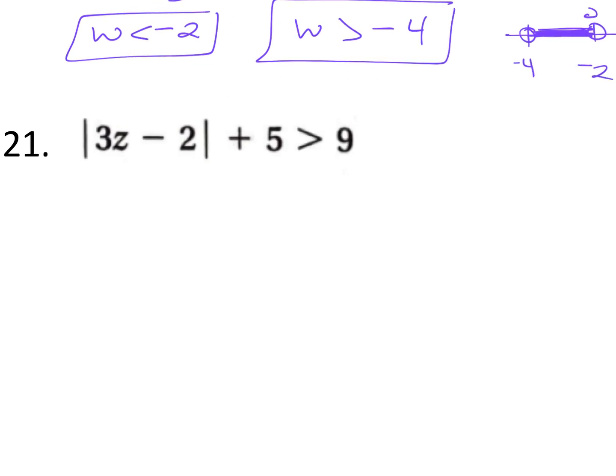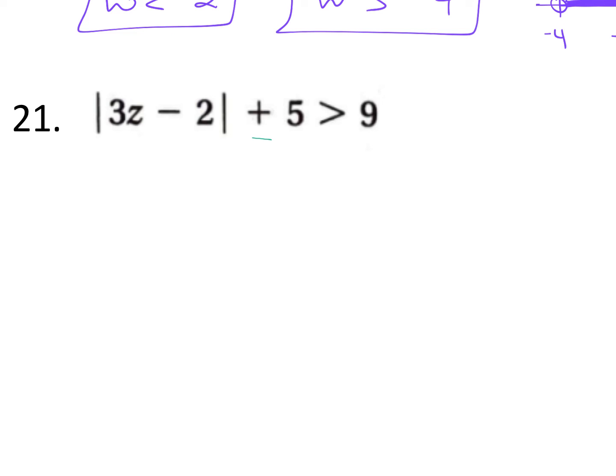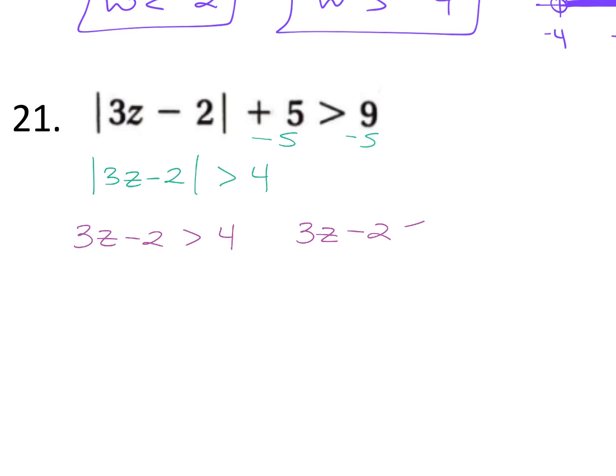All right, what do you do with this one? Take away 5. So absolute value of 3z minus 2 is greater than 4. Now what? Right, 2. So 3z minus 2 is greater than 4, and 3z minus 2 is less than a negative 4. So we're going to add 2. 3z is greater than 6. Divide by 3. So z is greater than 2.